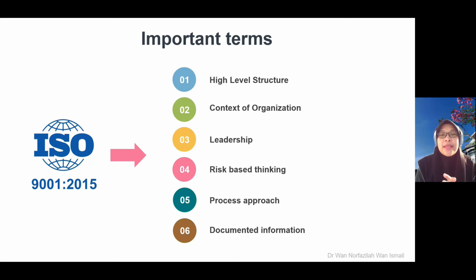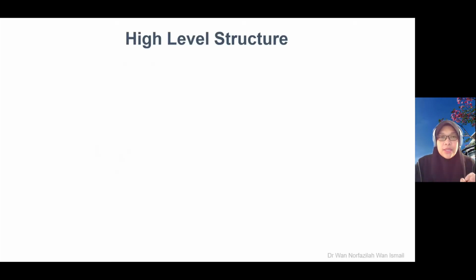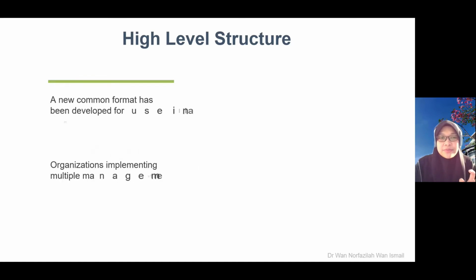Okay, so the first term is high level structure, or in short HLS. We have second terms: context of organization, leadership, risk-based thinking, process approach, and documented information. Okay, 6 terms. Okay, so the first term is HLS, high level structure.